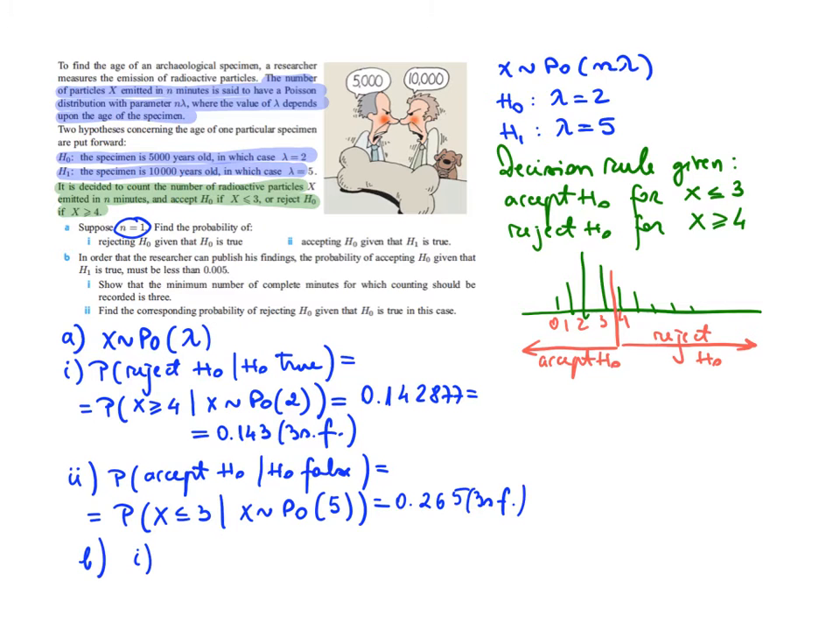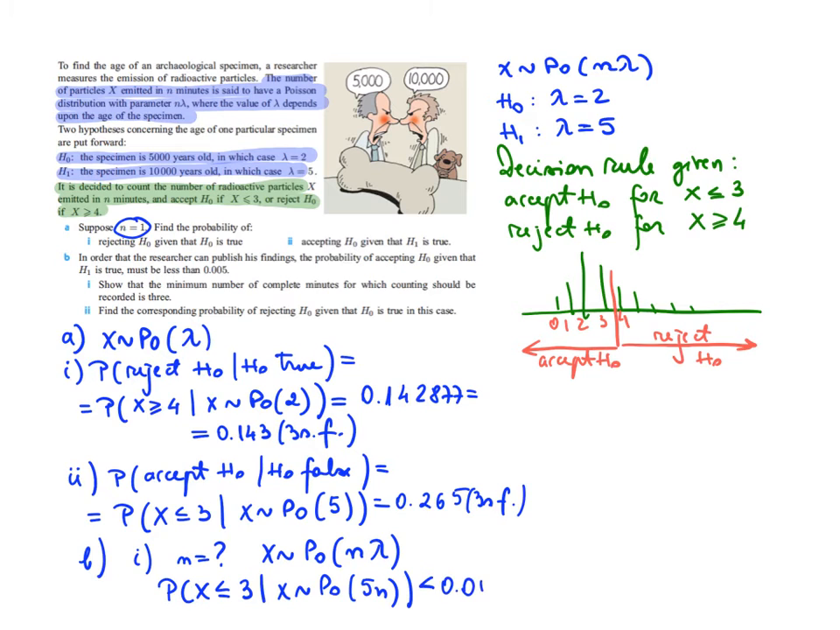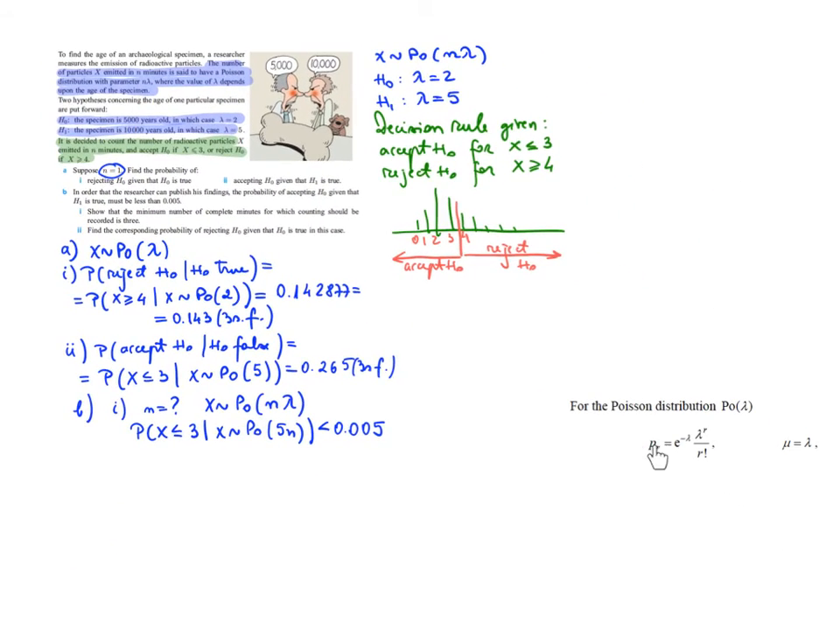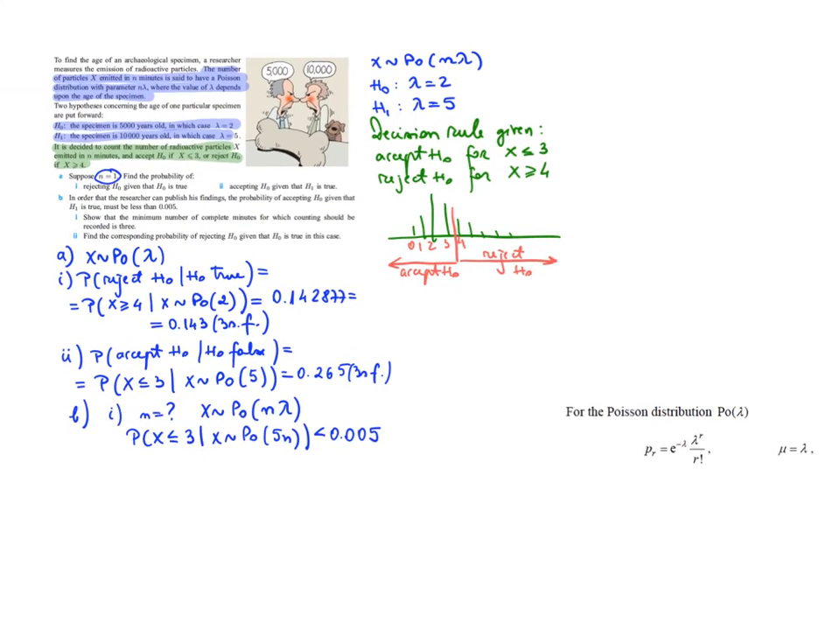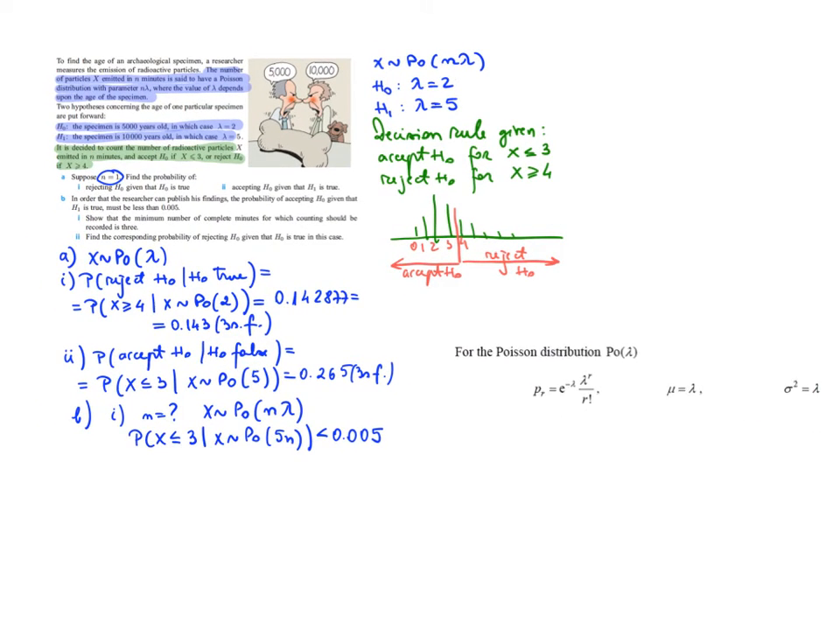Question B, read again the question. Pause the movie and read again the question. That's a bit different from the previous ones. So I'm asked what is n such that the probability of a type 2 error is smaller than 0.5%. And I'm going to write this mathematically. I use the formula for the Poisson distribution. The probability of x smaller or equal than 3.